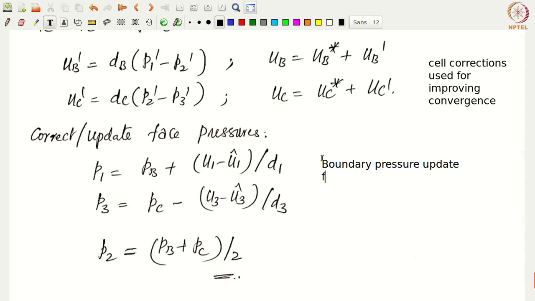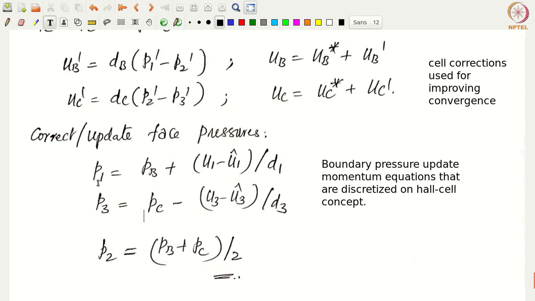These are again coming from the momentum equations that are discretized on the half cell concept. Then similarly we had an equation for U3 on the right hand side boundary face, U3 equals U3 hat plus D3 times P3 minus PC. So from there I can write it as P3 equals PC minus U3 hat by D3. So once you know the cell pressures and the hat velocities, you can update the boundary pressures. Now you can see that P1 prime equals PB prime, but P1 is not equal to PB. P1 and PB are off by U1 and U1 hat.